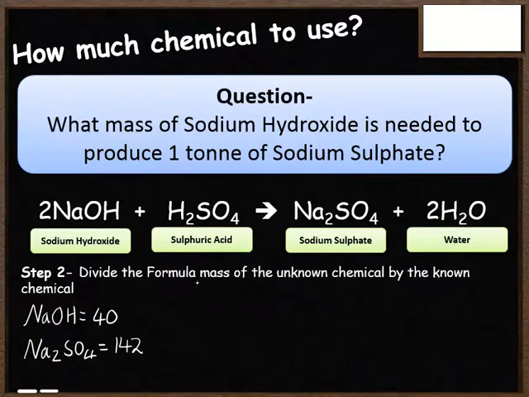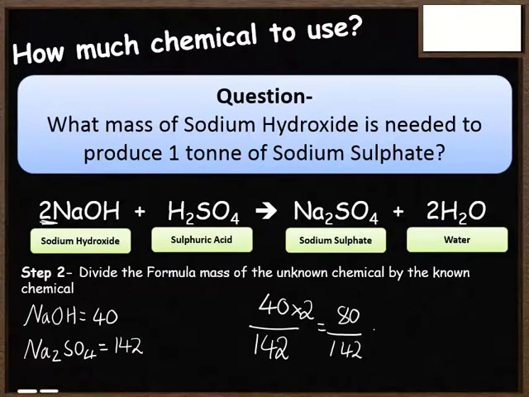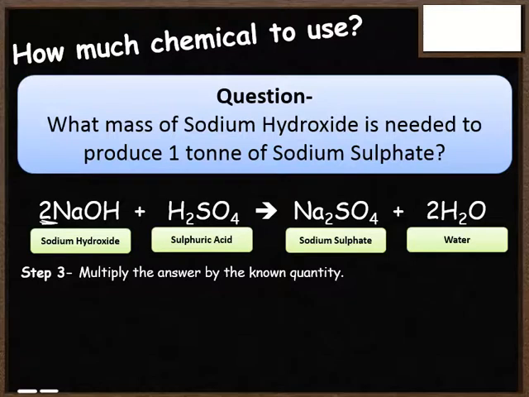The second step is to divide the formula mass of the unknown chemical by the one of the known chemical. So I'm going to do 40 divided by 142. 40 is the unknown one, 142 is the one that I know. But I have 2 sodium hydroxides, so I need to times the 40 by 2 to get 80. So that's 80 divided by 142. That equals 0.56.